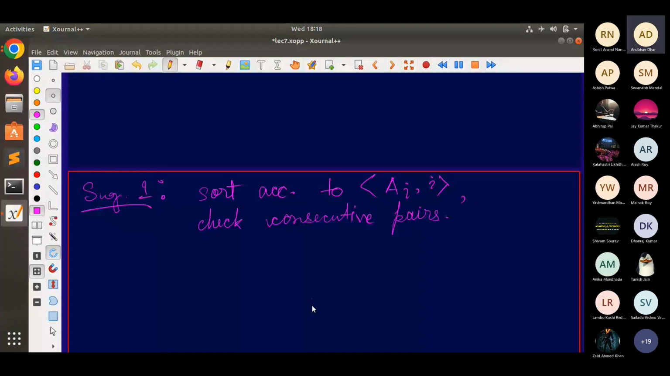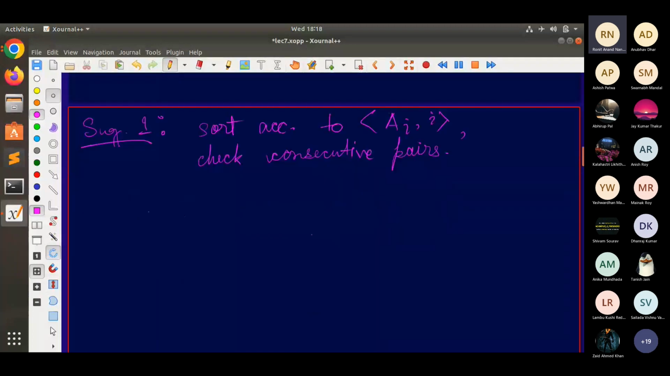Yes. I think (aj minus ai) by (j minus i) can be represented as the slope of a line. So once we sort these pairs, the minimum slope will be obtained between two consecutive pairs after sorting. Okay. And why do you think so? Do you have a proof? We needed to find the minimum value, right? Yes.